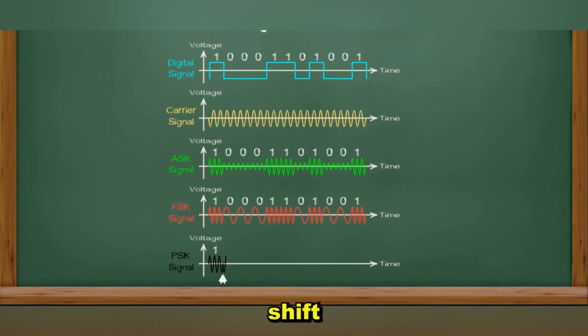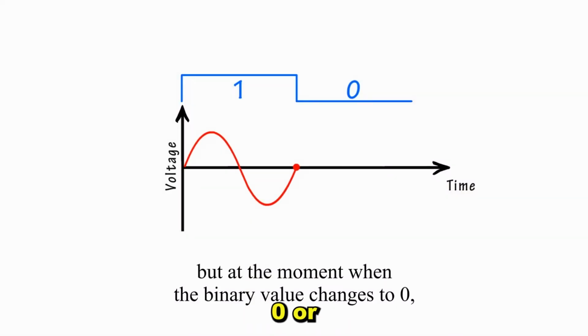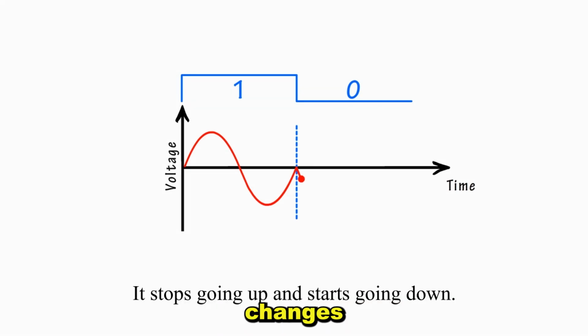Then we have phase shift keying, or PSK. In PSK, the phase of the carrier wave changes according to the data. Each phase shift represents different bits of data, which means when the digital signal changes from 1 to 0 or 0 to 1, the phase of the modulated signal changes with it.